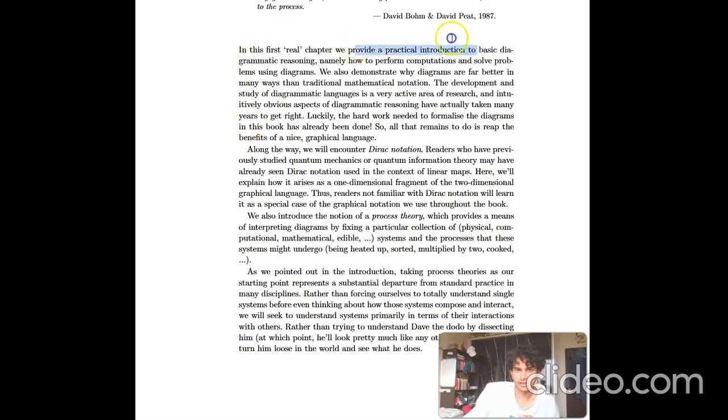This chapter is a practical introduction to diagrammatic reasoning. We will find replacements for things like Dirac notation, the bracket notation. We will also see what it means to study process theory, with a general definition and everything rigorously given in this chapter.